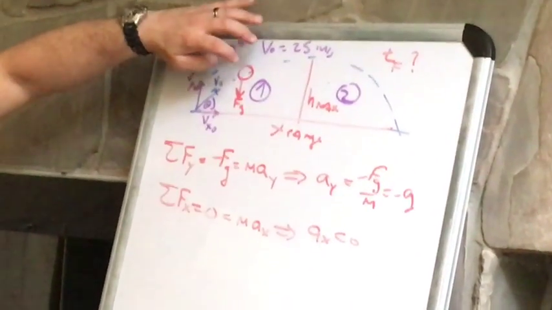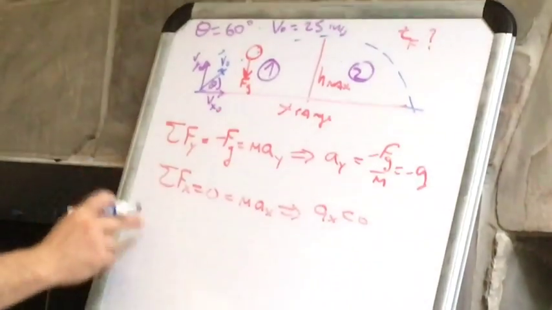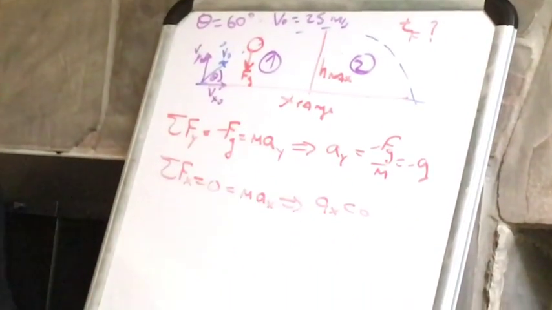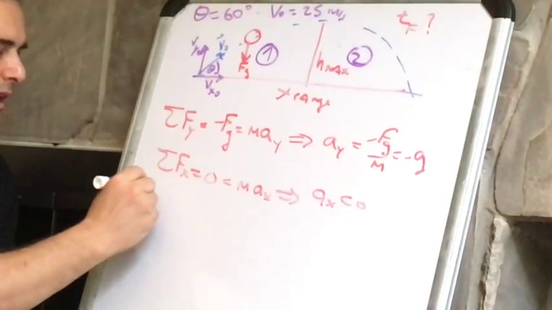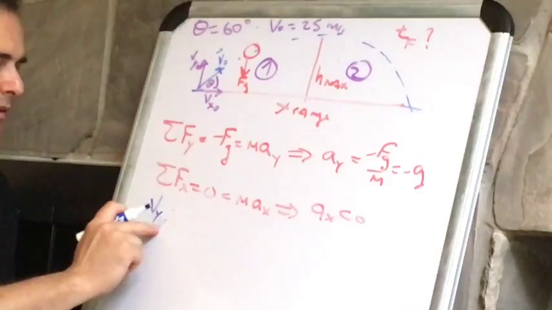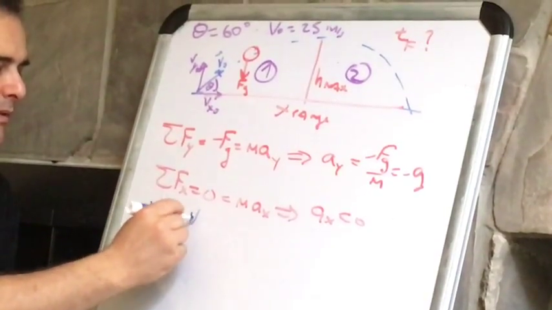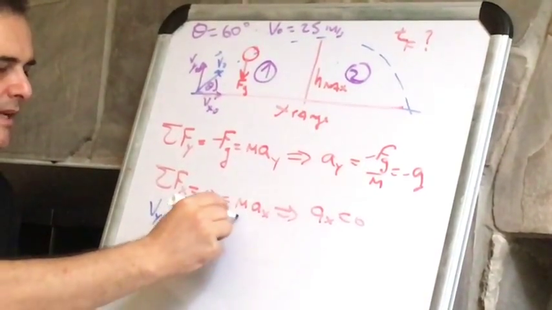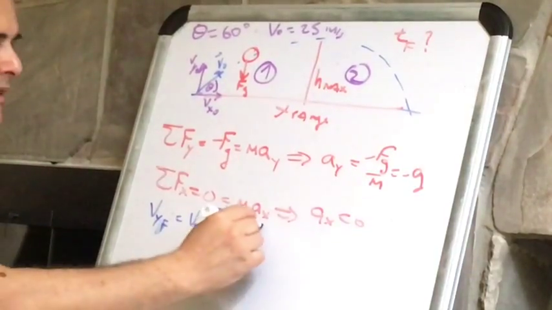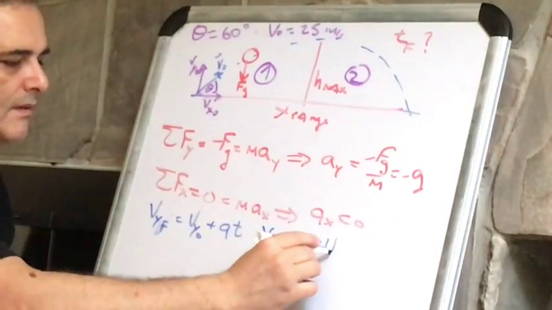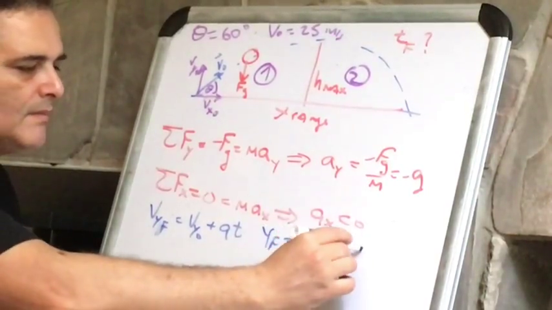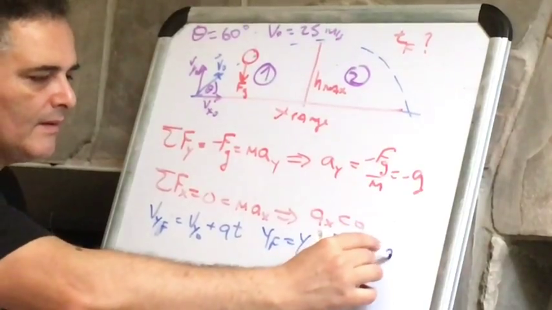Remember, we do the free body diagram, sum of forces, and then equations of motion. So if we treat the equations of motion first for the y direction, remember step A, step B, step C. Having solved for acceleration, now we plug in the equations of motion. For y, we're going to say Vy final equals Vy0 plus at. And y final equals y0 plus Vy0 times time plus 1/2 at squared.